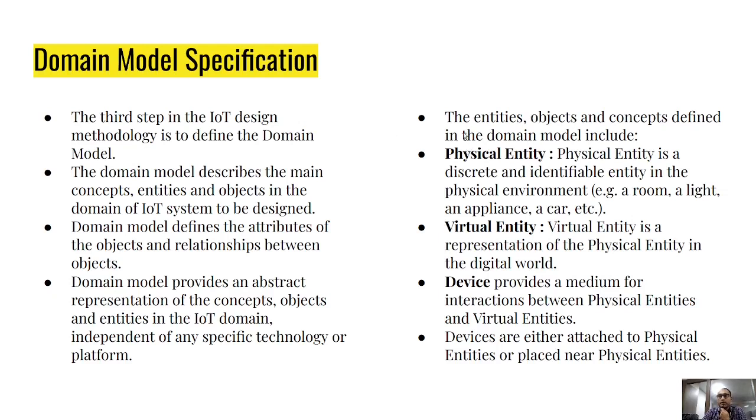First is the physical entity. A physical entity is a discrete and identifiable entity in the physical environment, such as a room, a light, an appliance, or a car. Similarly, a virtual entity is a representation of the physical entity in the digital world. It's a kind of digital twin, you can say. A device provides a medium for interactions between physical entities and virtual entities. Devices are either attached to physical entities or placed near them.